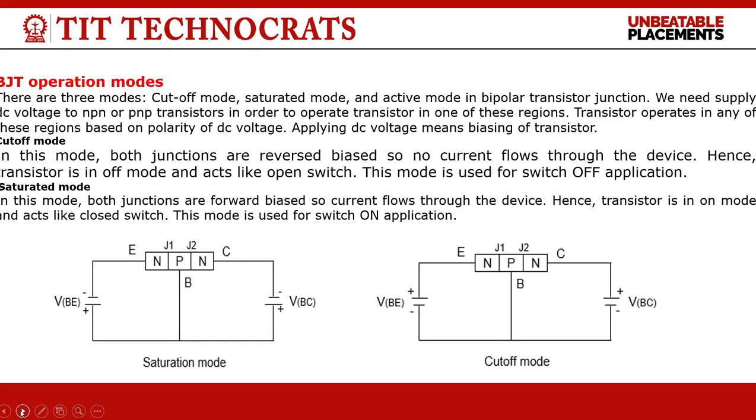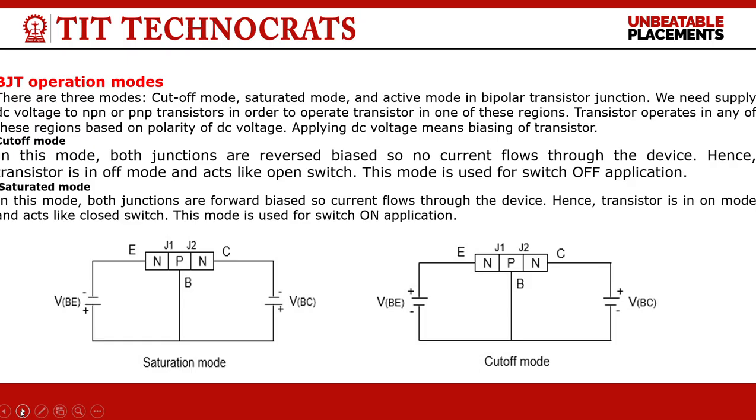Now the operations of BJT. It consists of three modes. The first one is cutoff mode, the second one is saturation mode, and the third one is active mode. In BJT we need to supply DC voltage to the NPN or PNP transistor in order to operate the transistor in one of these regions. The transistor operates in any of these regions based on the polarity of DC voltages. Applying DC voltage means biasing of the transistor.